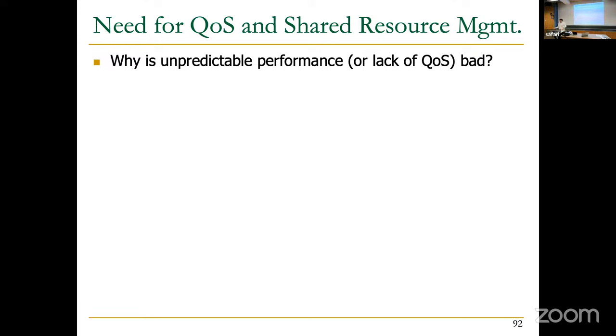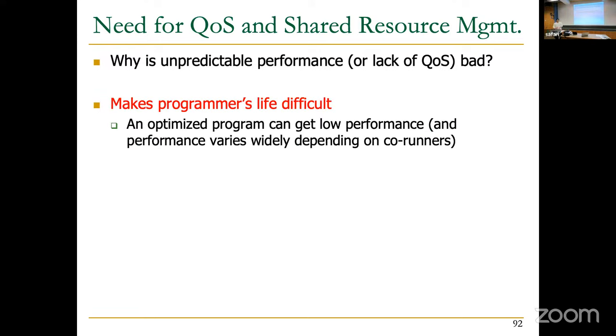So why is unpredictable performance bad? First, it makes programmers' life difficult. You have profiled your application, and you optimized it for when it's run alone in the system. Now you're running it with other cores, and you can no longer guarantee that your optimizations work or that you get the same performance. What performance you get, you don't even know.